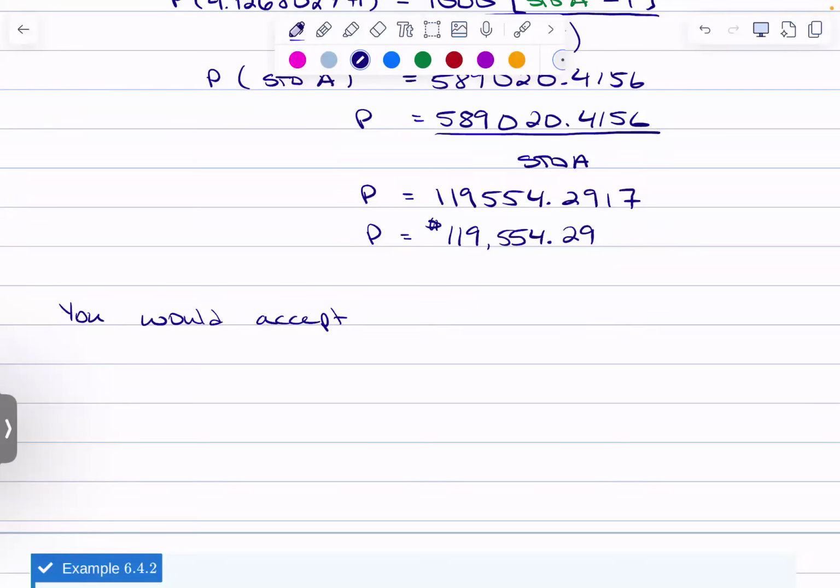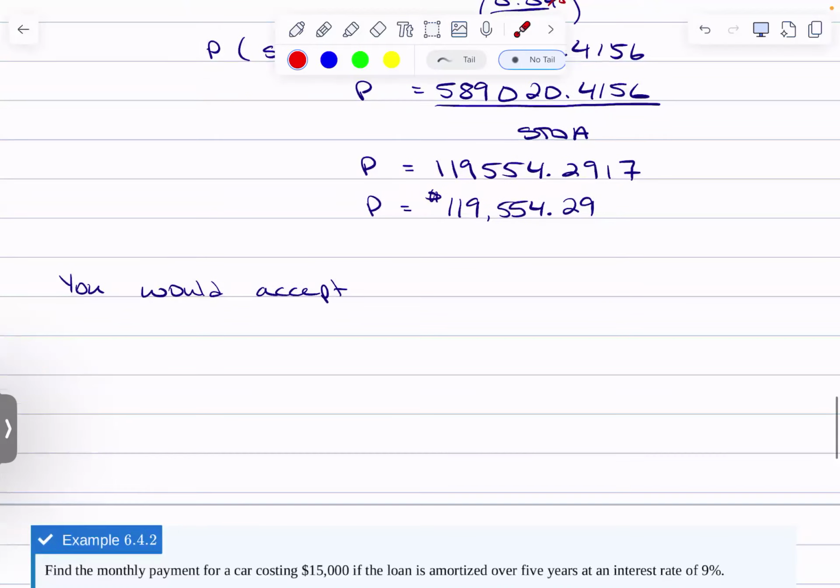But they might come back to you and say, oh, well, we'll give you 100,000 now, if you want it right now. And usually that's the case, right? They offer you some lump sum now. I can't remember which scenario it is, but sometimes it'll be a little bit less than if you took the payments, and sometimes the payments are more. So that's why you want to be able to play it out. So you would accept $119,554.29 or more.